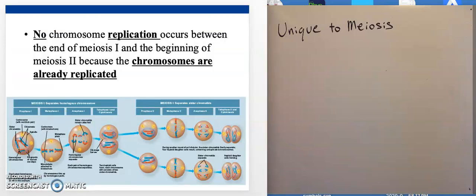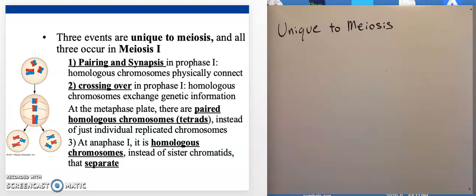And then again, the same basic steps happen during meiosis too. However, there are differences between meiosis versus mitosis, and pretty much all of them happen during meiosis 1. So just a quick list of them, and we're going to go through each of them. The differences between mitosis versus meiosis 1 is there are several things that happen during meiosis 1 that don't happen during mitosis. And those are pairing and synapsis, crossing over, and separation of homologous chromosomes.